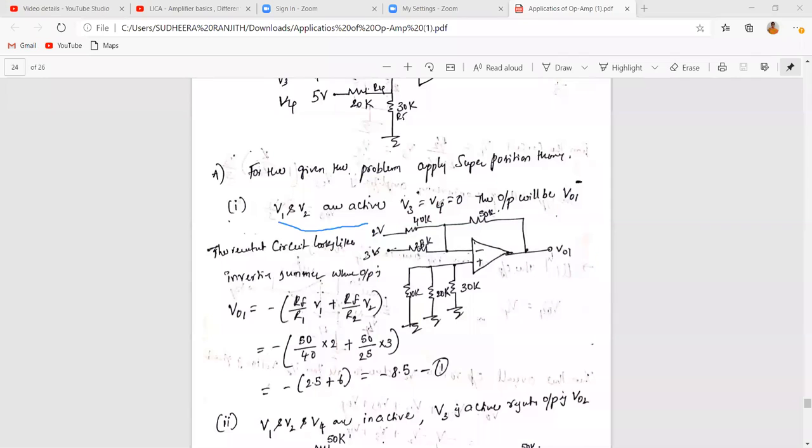When V1, V2 both are active, V3, V4 are inactive. What is the formula? Inverting summer output, whose output is V01. Here I am assuming output as V01, which is minus Rf by R1 into V1 plus Rf by R2 into V2. What is Rf? Rf is 50 kilo ohms.